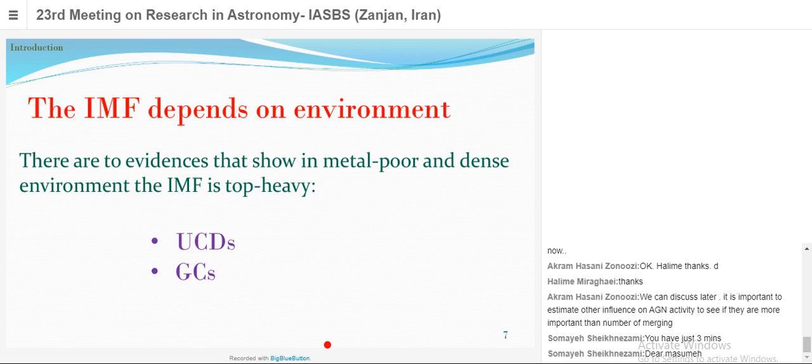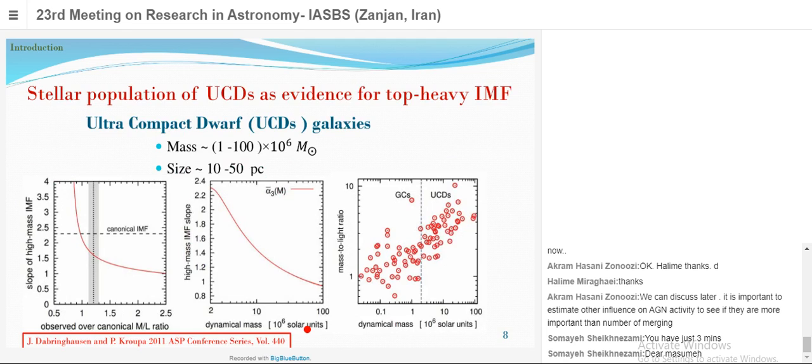We have two main pieces of evidence for top-heavy IMF. The first is UCDs, and the second is the globular clusters that form in dense and metal-poor environments. Ultra-compact dwarf galaxies are more massive than globular clusters, and the value of alpha 3 from observational and theoretical studies for them is lower than the canonical value. As you can see in this plot, it's lower than what is predicted for the canonical value.